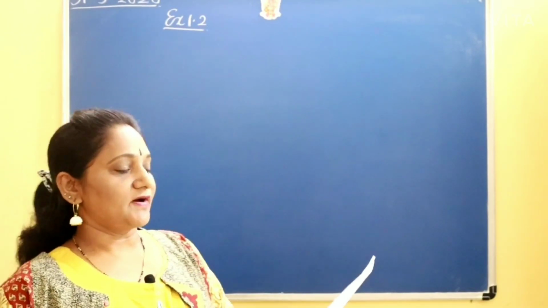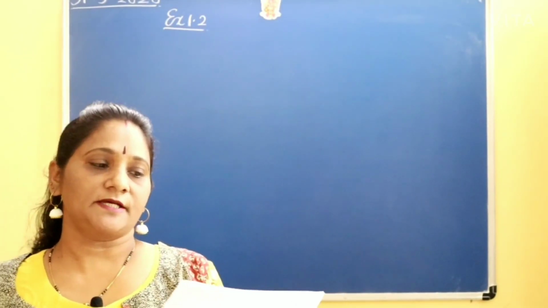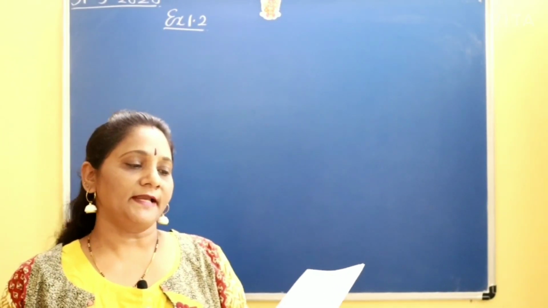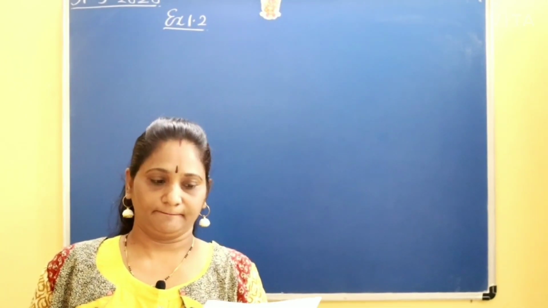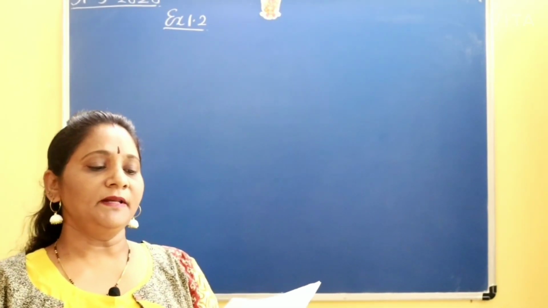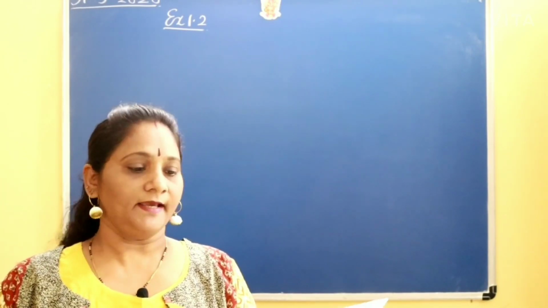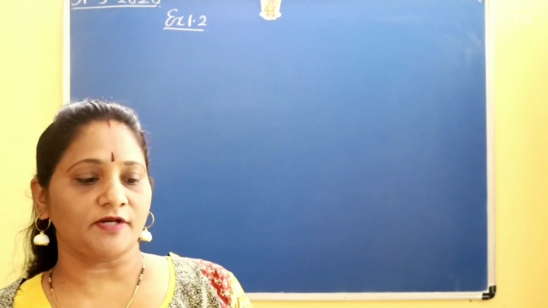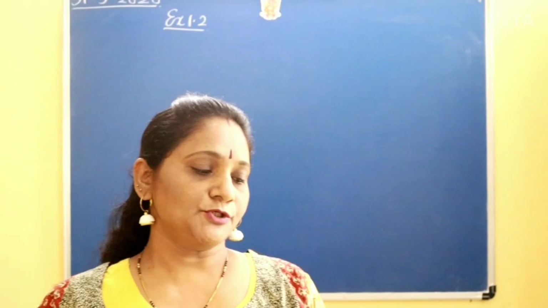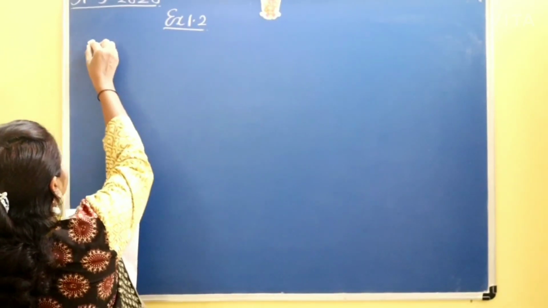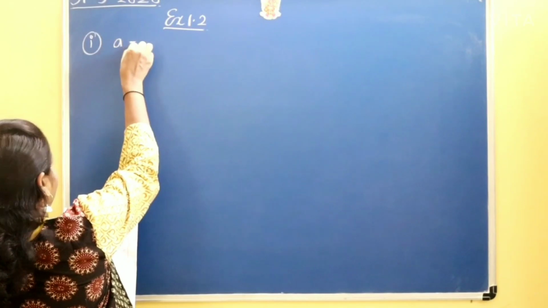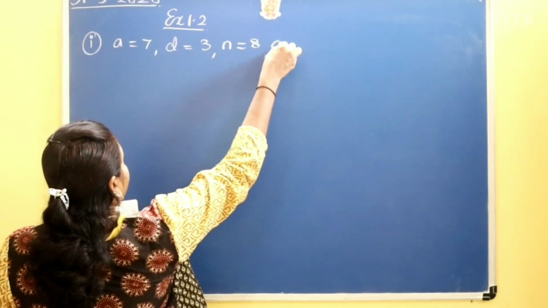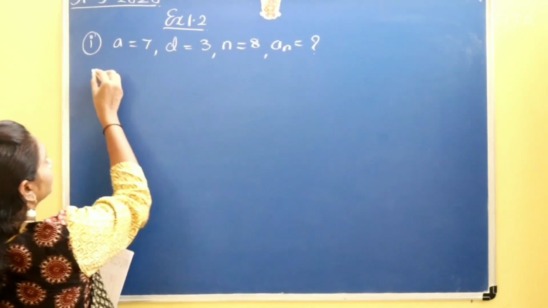The first question of Exercise 1.2 is: fill in the blanks in the following table given that A is the first term, D is the common difference and AN the nth term of the AP. They have given you a table wherein A, D, N and AN are given. In all the 5 questions, one or the other thing is missing. In the first question, A is 7, D is 3, N is 8, AN is question mark.